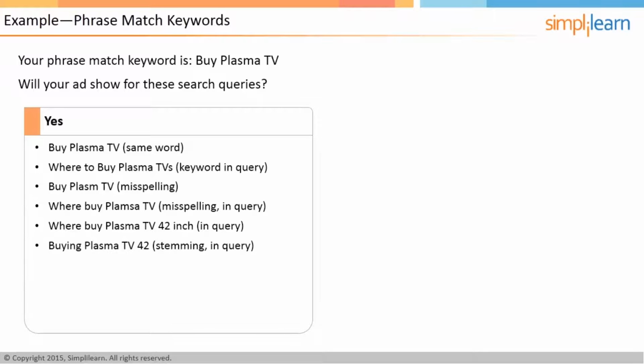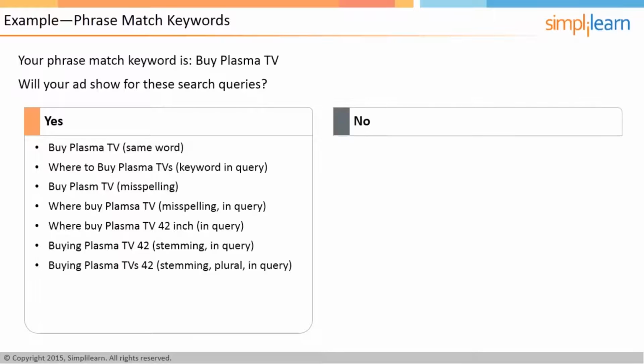Buying plasma TV 42, it's a stemming option. The keyword is still in the query. You're going to show, with just a word afterwards. Again, there can be multiple conditions. Buying plasma TVs 42, it's a stemming. It's a plural. There's a word after, but your main word is in the query in the same order. You could show under all these conditions.